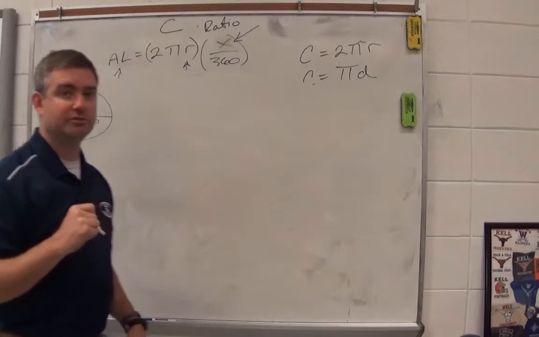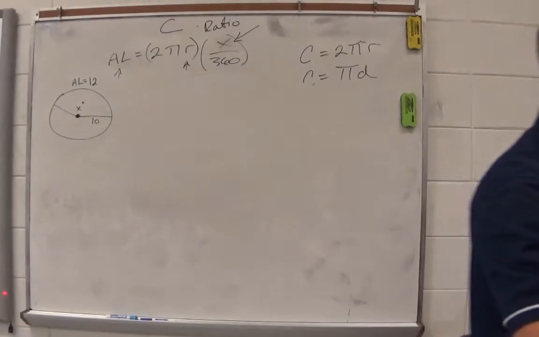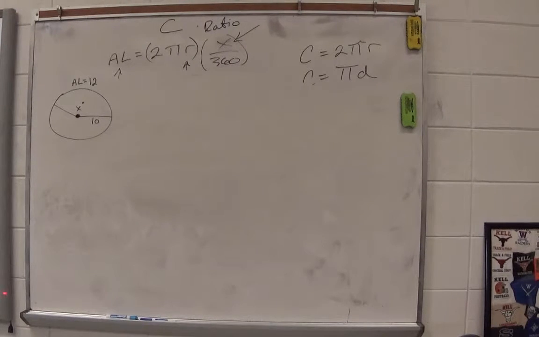Alright, there's your picture. What information am I giving you? I'm giving you the arc length. What else am I giving you? I'm giving you the radius. Most of the time they give you the radius instead of the diameter. What information am I asking you? The ratio or the measurement of the central angle.